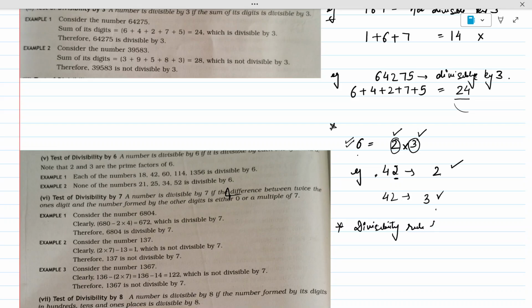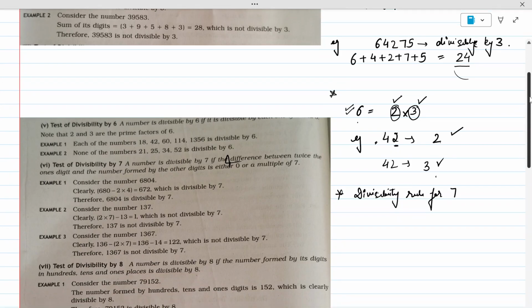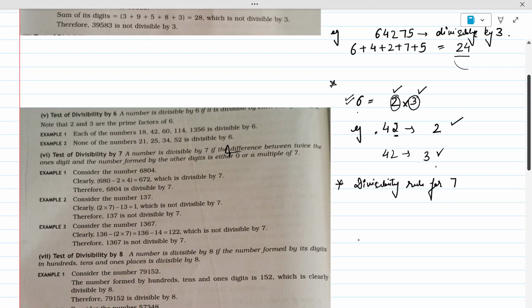Divisibility rule for 7. So kids, the divisibility rule for 7 is a little tricky. Here, a number is divisible by 7 if the difference, that is the subtraction, between twice the ones digit and the number formed by the other digits is either 0 or a multiple of 7. Okay, let's try and understand this.